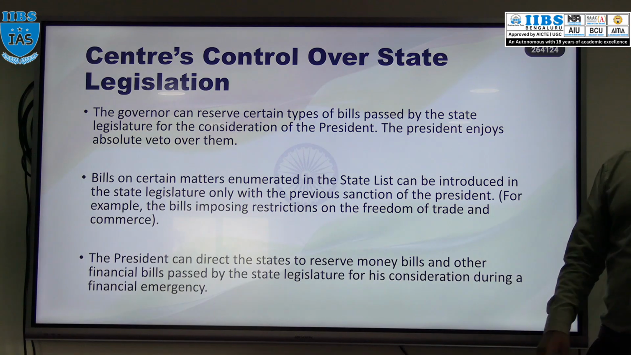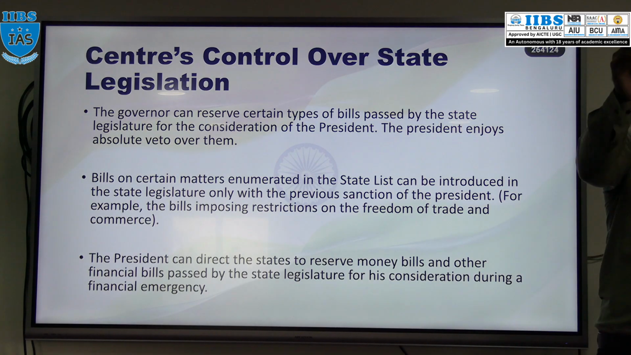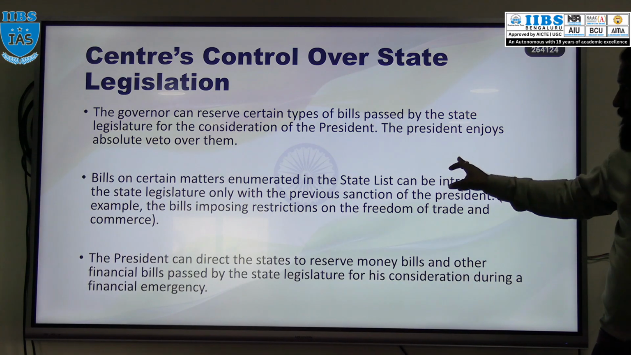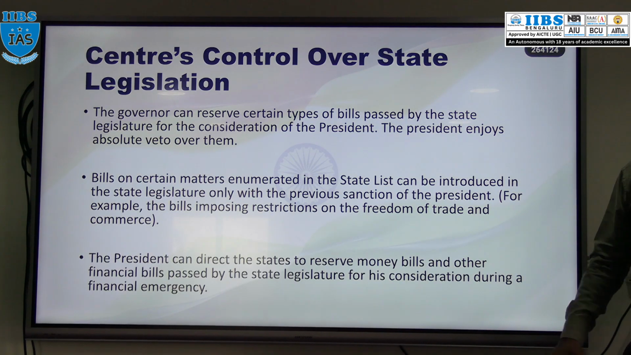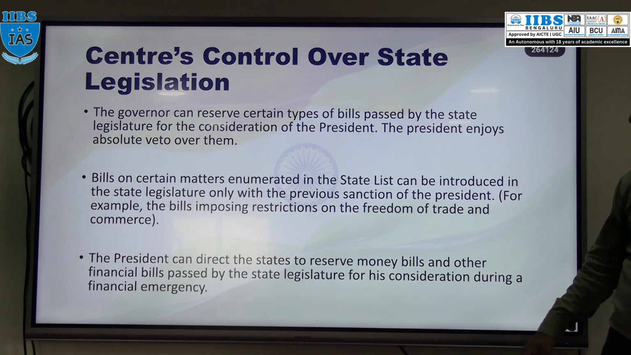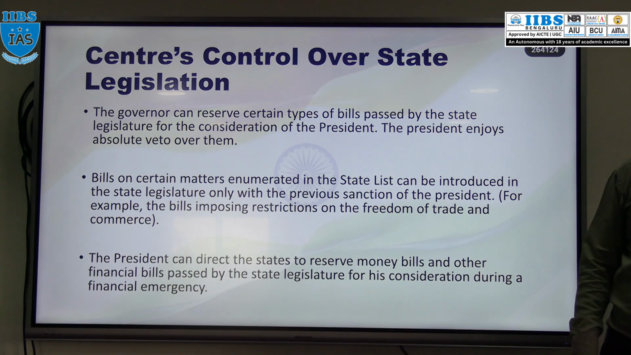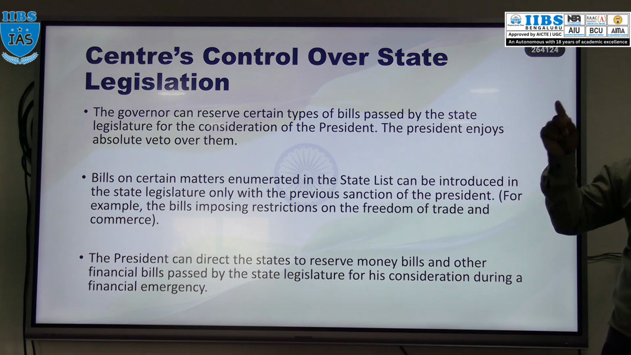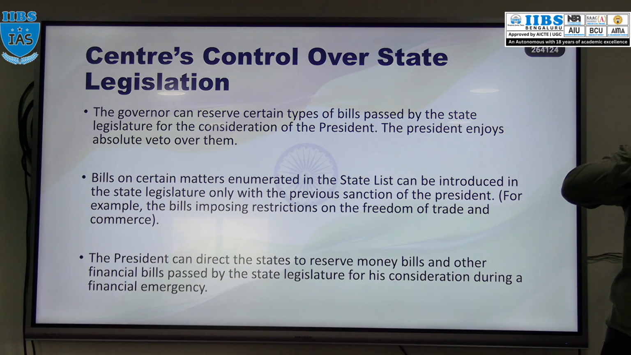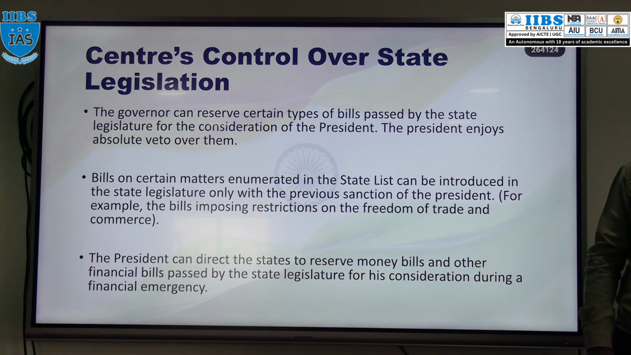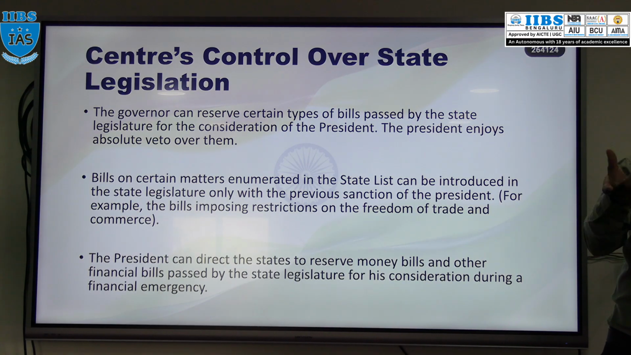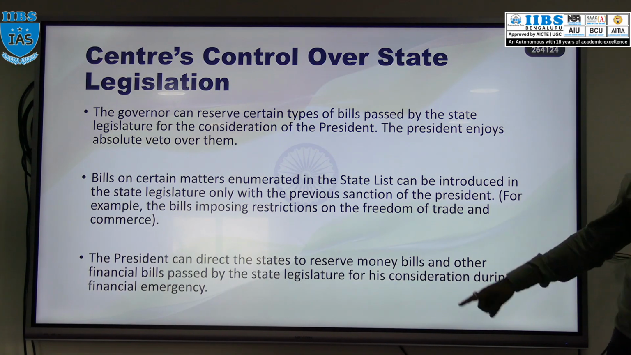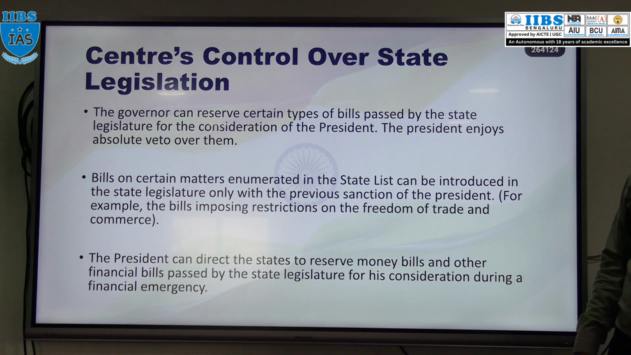Okay. And certain bills are there for which the permission or previous approval of the President is required even for introduction. What are those bills? A bill that restricts the freedom of trade and commerce. This is a national importance issue, because trade and commerce is not within a single state, no? It is between states. It can be intrastate or interstate. So if any state introduces a bill imposing certain restrictions on the freedom of trade and commerce, at that time that bill has to get the approval of the President.